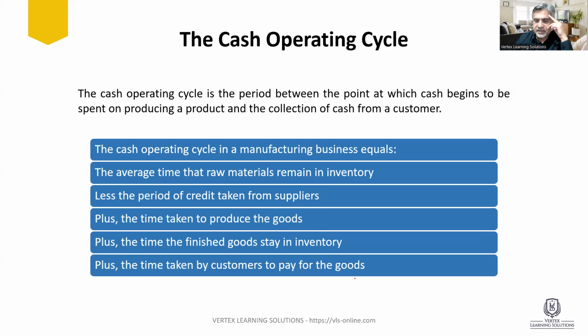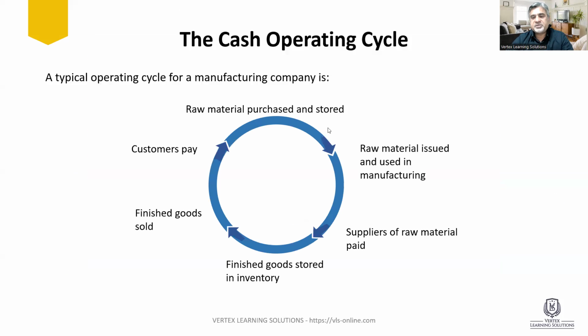So I can see it like this. Raw material days, I add up, plus production days, I add up, plus finished good warehouse, I add up, plus receivable, I add up, and this I subtract in the end. You can subtract it in the beginning, it's your choice, but I usually add, and only one time subtract in the end. This is the formula, this is how you will calculate. So raw material purchased, raw material used in manufacturing, supplier of raw materials are paid, finished goods stored in inventory, finished goods are sold, customers are paid. So one complete cycle it makes, okay?